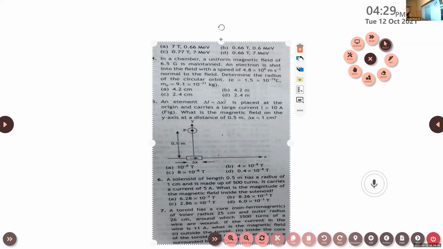In a chamber, a uniform magnetic field of 6.5 Gauss is maintained. An electron is shot into the field with a speed of 4.8 into 10 raised to 6 meter per second, normal to the field. Determine the radius of the circular orbit, where the charge of the electron is given as 1.5 into 10 raised to minus 19 coulomb and mass of the electron is 9.1 into 10 raised to minus 31 kilogram.